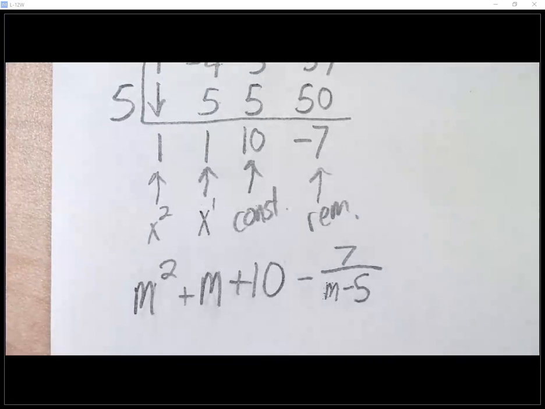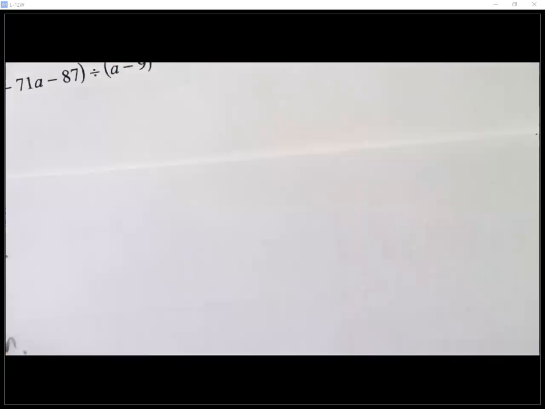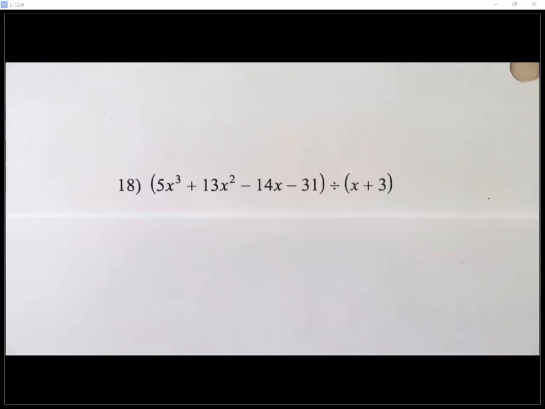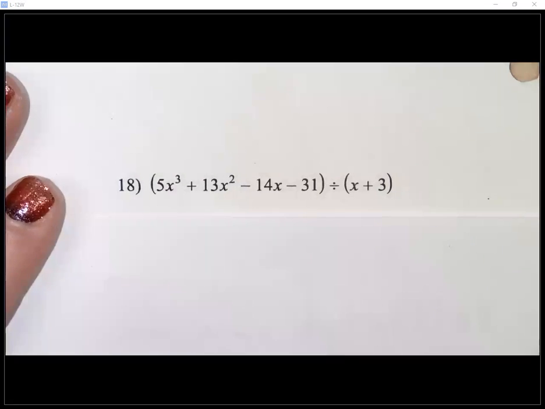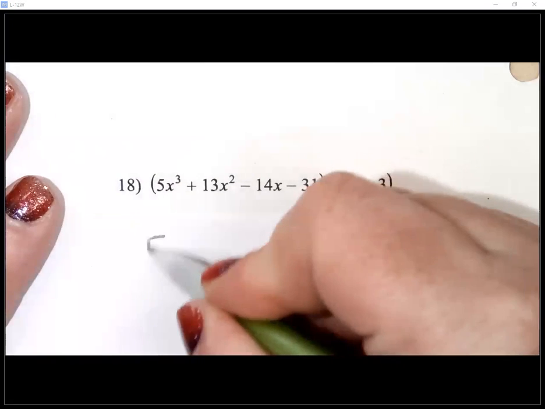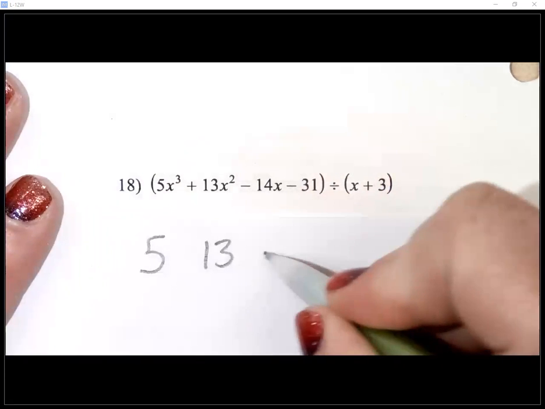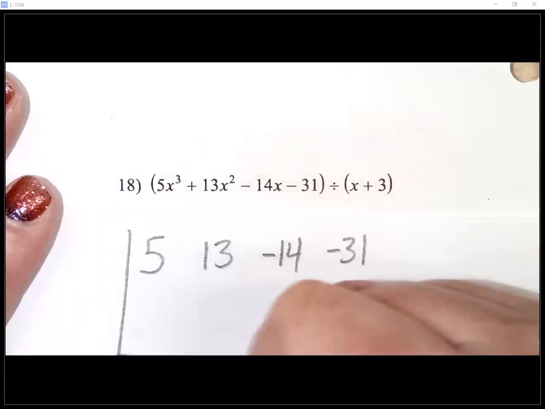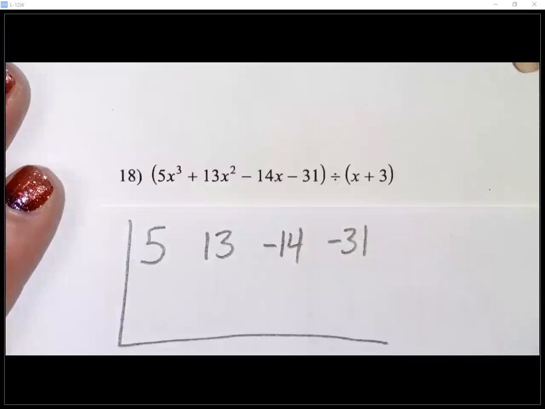So again, I look at 18 and I ask myself, does 18 need any zero placeholders? Is anything out of whack? 3, 2, 1, none. Oh, good. I don't need any. We're in standard form, so let's drop down those coefficients. 5, 13, -14, -31. And what am I really plugging in? -3.